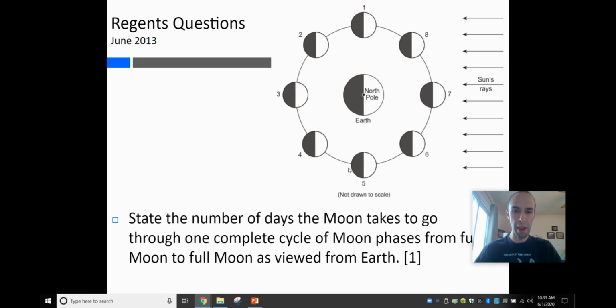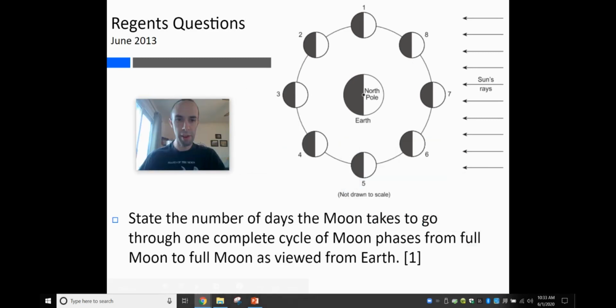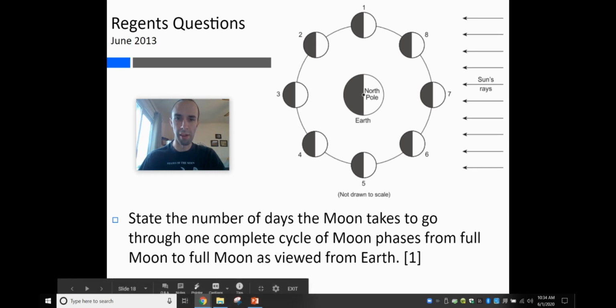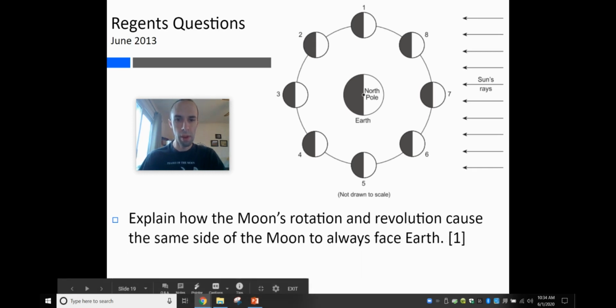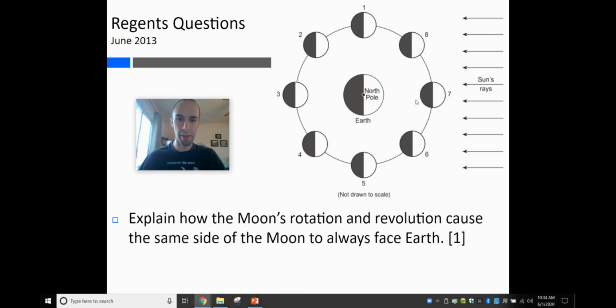All right, same diagram, different question. It says, state the number of days it takes to go from the full moon to the next full moon. Remember, from phase to phase is 29 and a half days. Therefore, 29.5 days is the correct answer. Last question. Why do we always see the same side of the moon? Well, that's because the rotation rate and the revolution rate are identical. It revolves and rotates in 27.3 days at that rate. So it's the same, therefore we always see the same side.